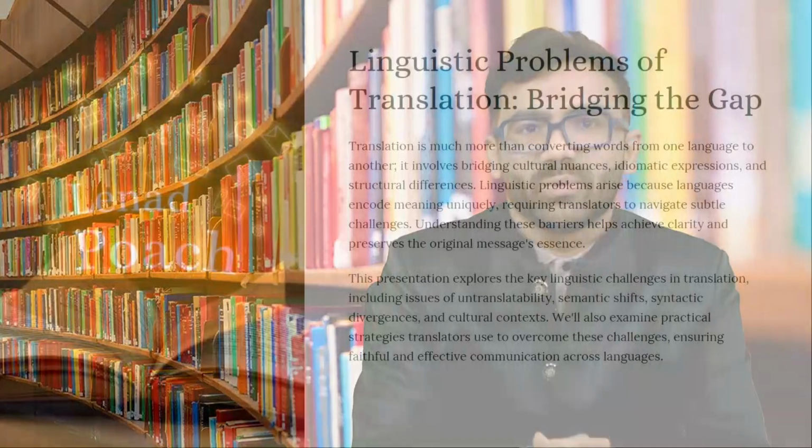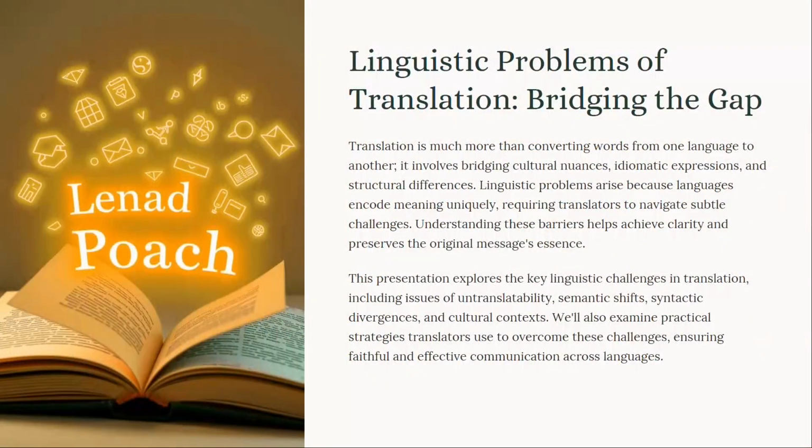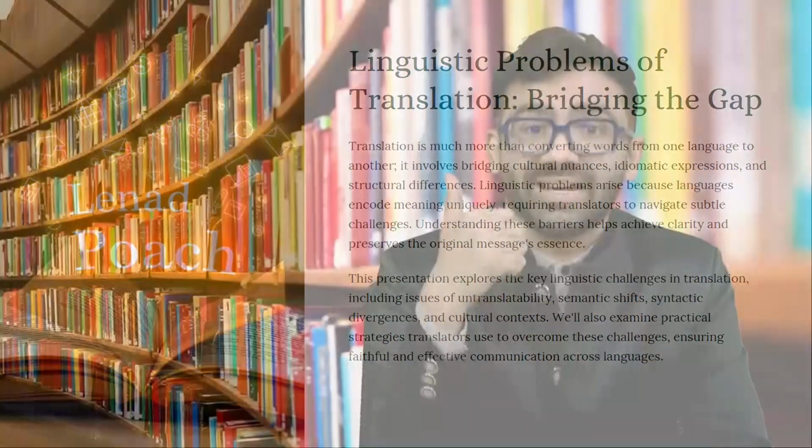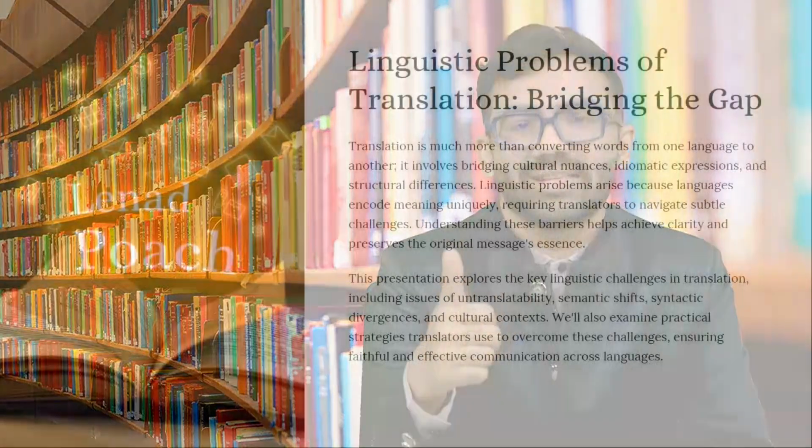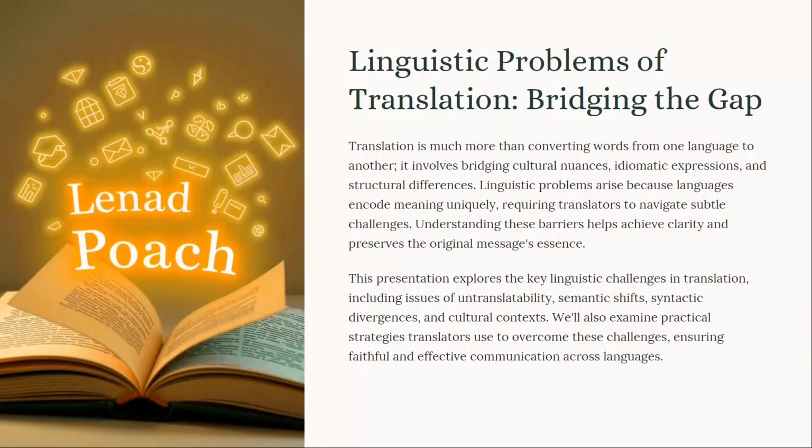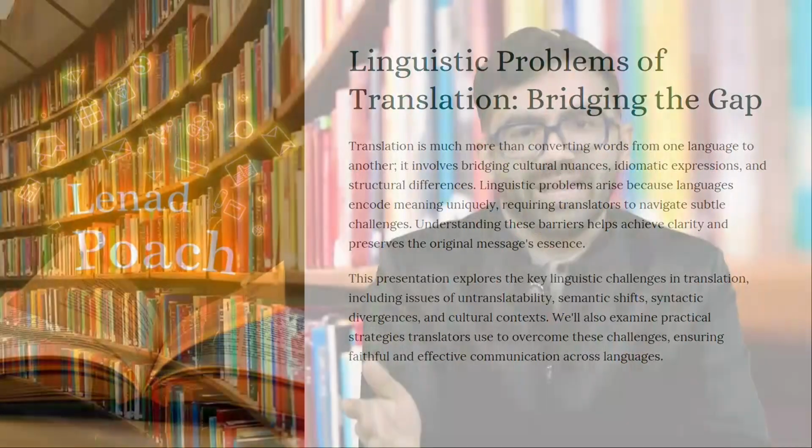So when we talk about linguistic problems of translations, the very first thing we need to remember is Roman Jakobson, who talked about linguistic aspects of translation in his essay. There are three types of translations which he talked about: interlingual translation, intralingual translation, and intersemiotic translation. What is interlingual translation? Interlingual translation is when you translate from one language to another language.